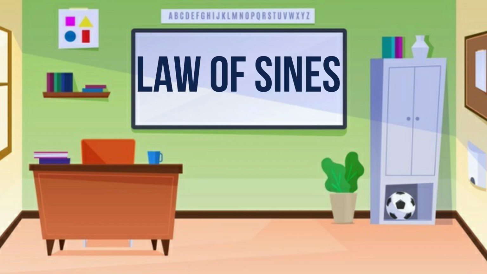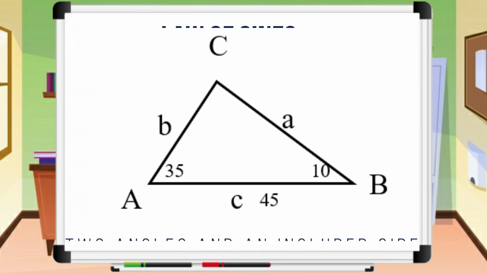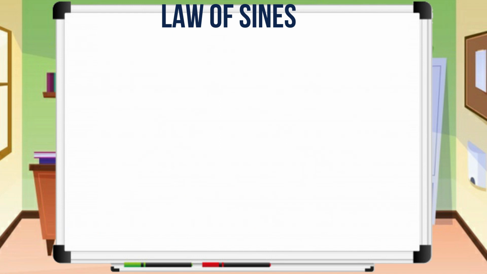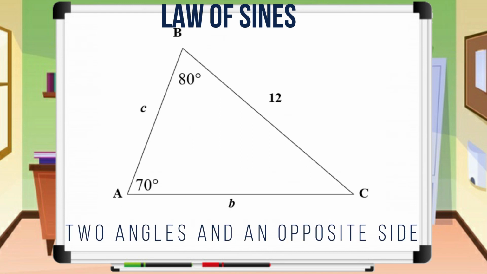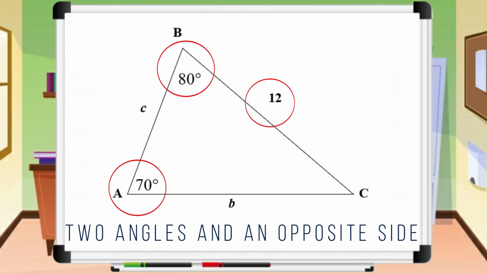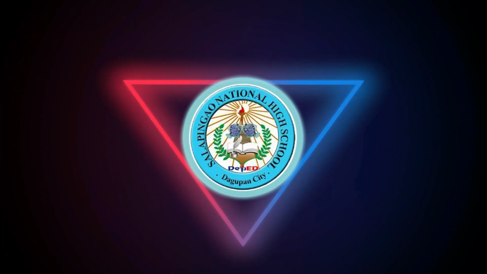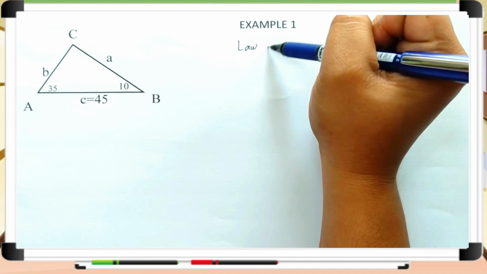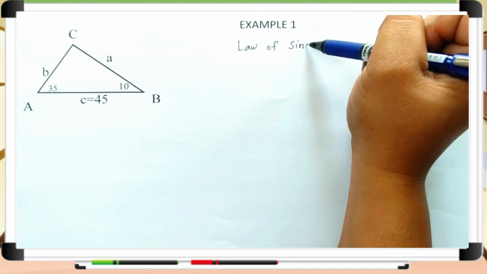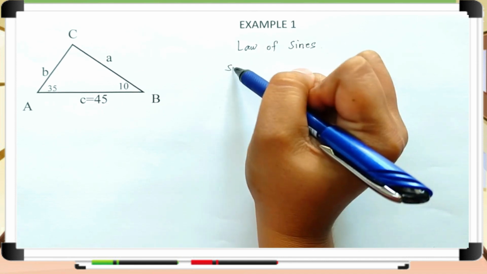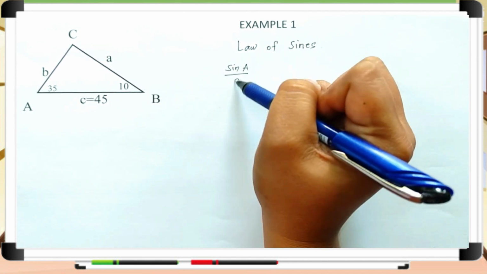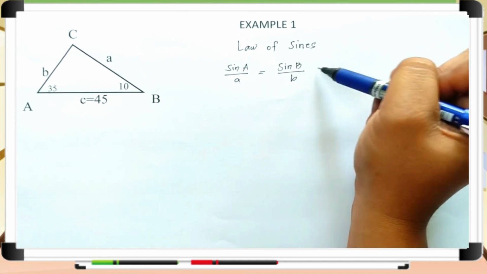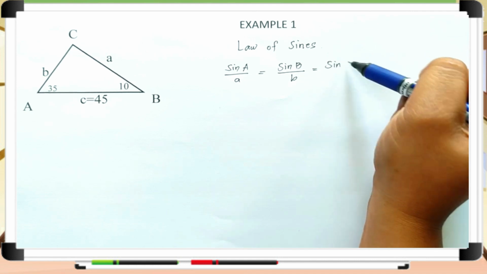Law of sines is used for the following conditions: two angles and an included side, or angle-side-angle; and two angles and an opposite side, or angle-angle-side. Let's have example number 1 using the law of sines. In using the law of sines, we have the formula sine A over A is equal to sine B over B is equal to sine C over C.